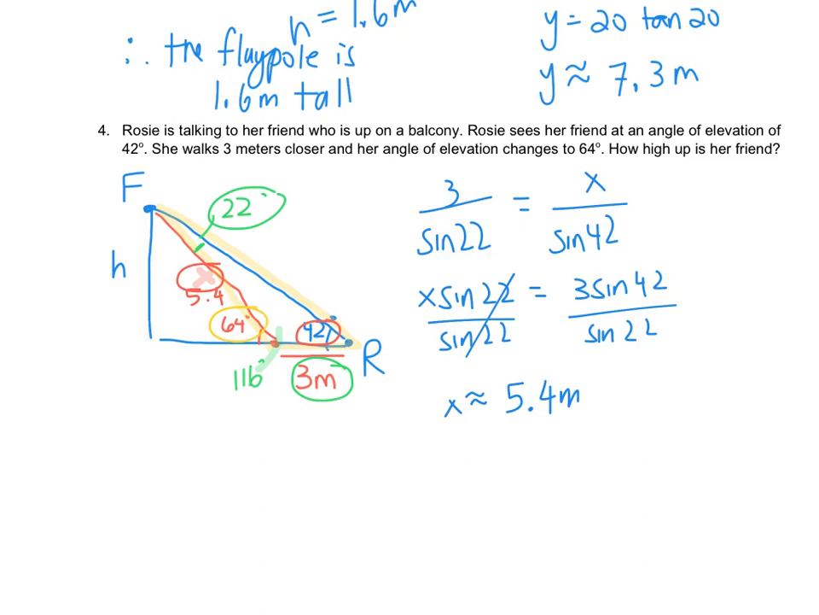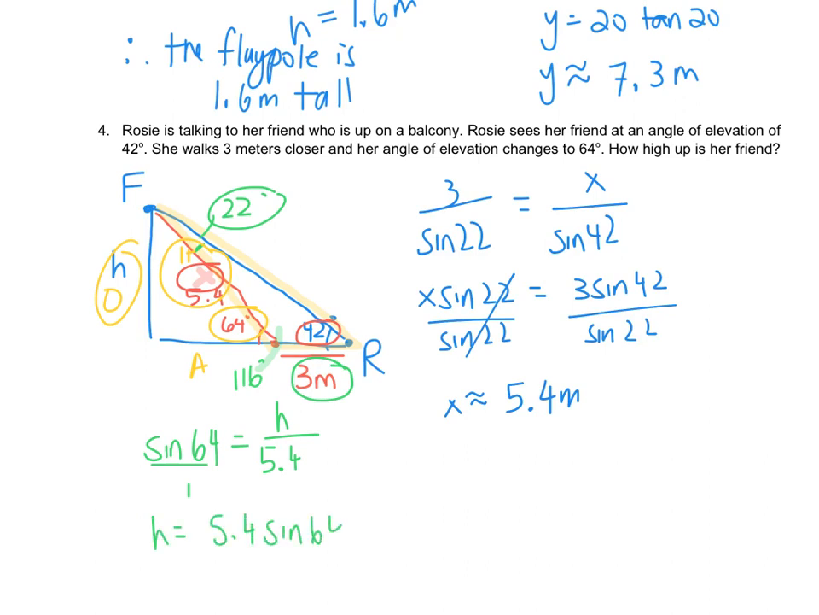But now across from the 64 is opposite, that's our height. Adjacent is the base that we don't have, and X is the hypotenuse. So opposite and hypotenuse should make you think of sine. So hopefully you have sine 64 equals your height over your hypotenuse, which we just found. And then another quick cross multiplying to do 5.4 times sine 64. And your height should be approximately 4.9 meters. So that means Rosie's friend is 4.9 meters high.